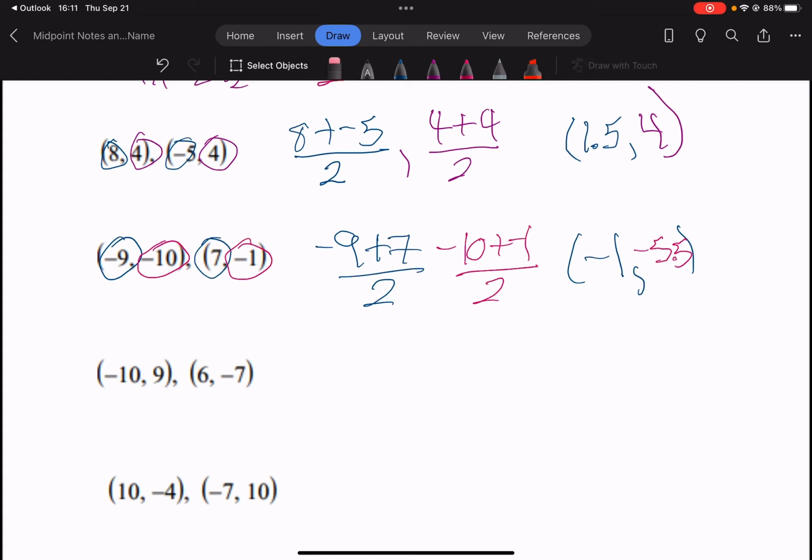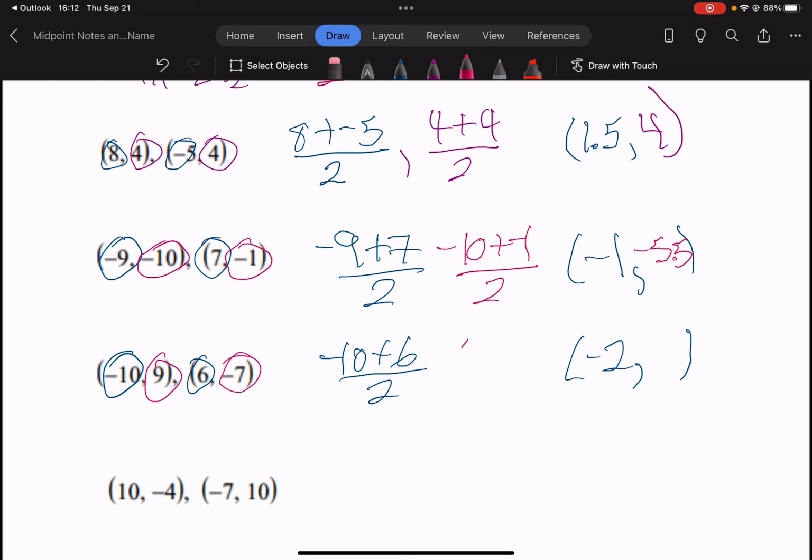Next, for this, we got 2 left. So now we take negative 10 plus 6, divide by 2. So half of negative 4, right, is negative 2. And 9 plus negative 7, what did you get? Yes, 2. So half of $2 is, right, 1. Always think of money.